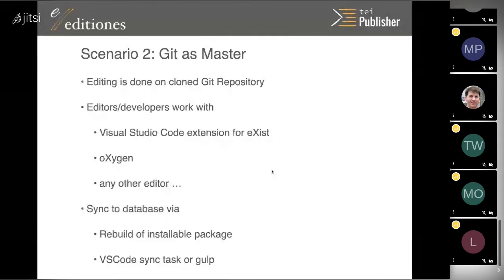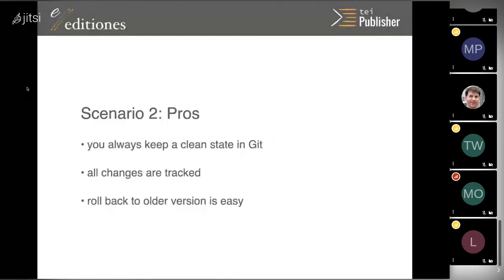Okay, so what are the advantages of this scenario? Well, you always keep a clean state within your Git repository. So everything you do is tracked in Git. All changes are tracked. You always know who did what. So if your colleague has done something stupid a few hours ago, you can exactly see who it was and blame the person and/or roll back the change. Yes. So essentially, you can always roll back to an older version quite easily, which is a big advantage.